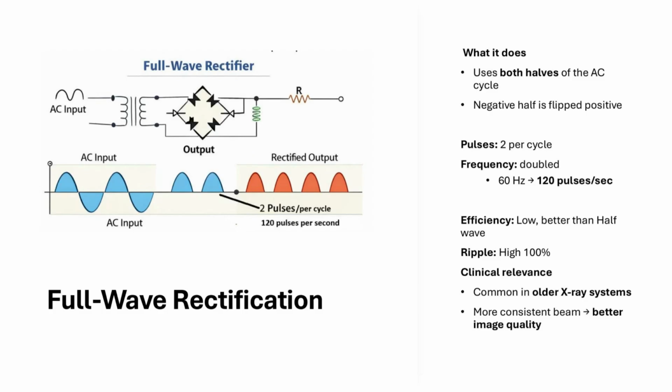Full-wave rectification improves efficiency by using both halves of the AC cycle. Instead of blocking the negative portion, the rectifier flips it so that electron flow remains in the required direction. This gives us 2 useful pulses per cycle. With a 60 Hz electrical supply, full-wave rectification therefore produces 120 pulses per second. Although the voltage ripple is still high, full-wave rectification uses the incoming electrical supply more efficiently than half-wave rectification. This type of system is associated primarily with older X-ray equipment.